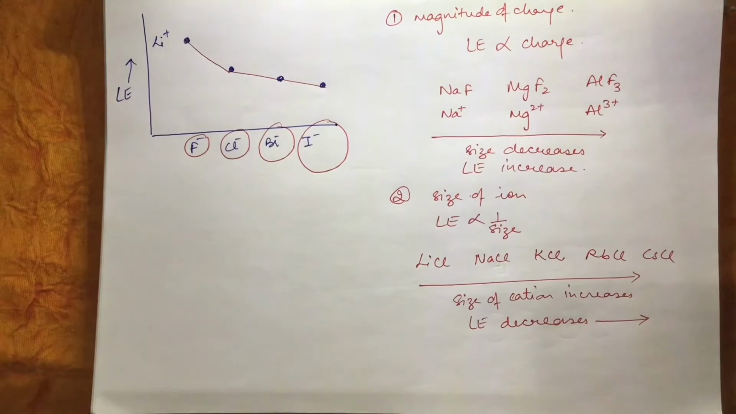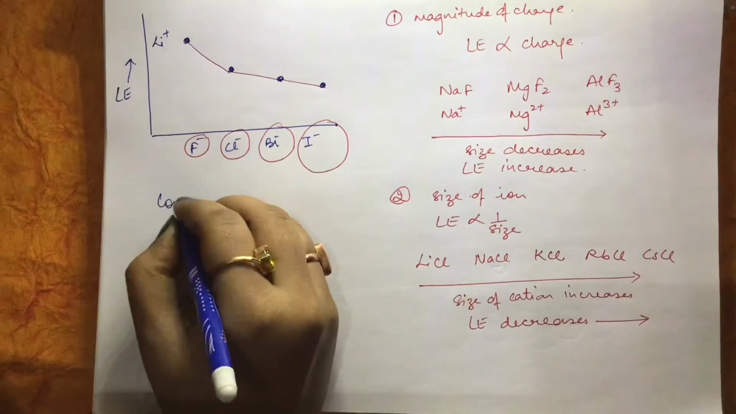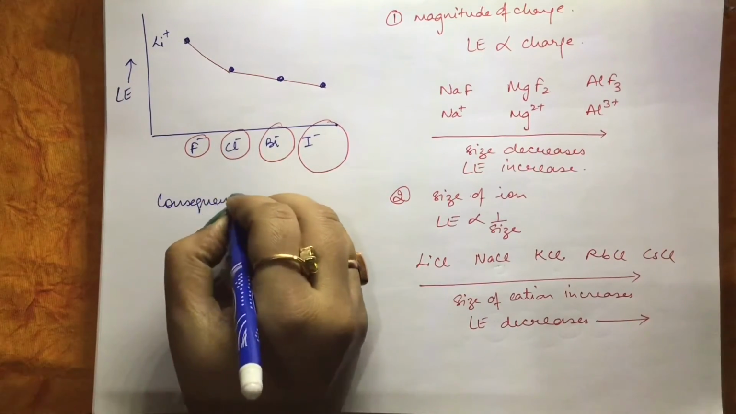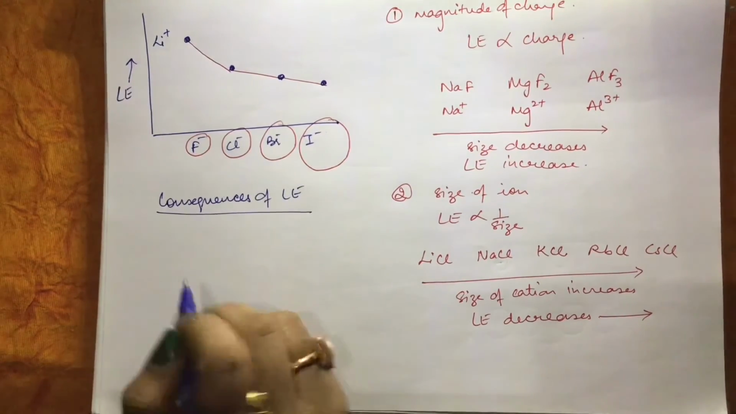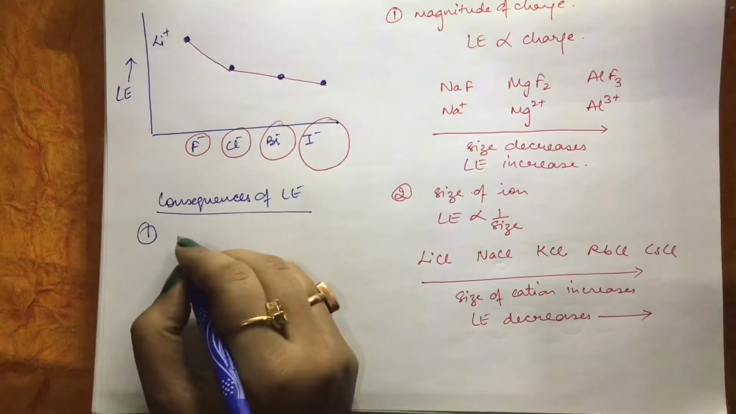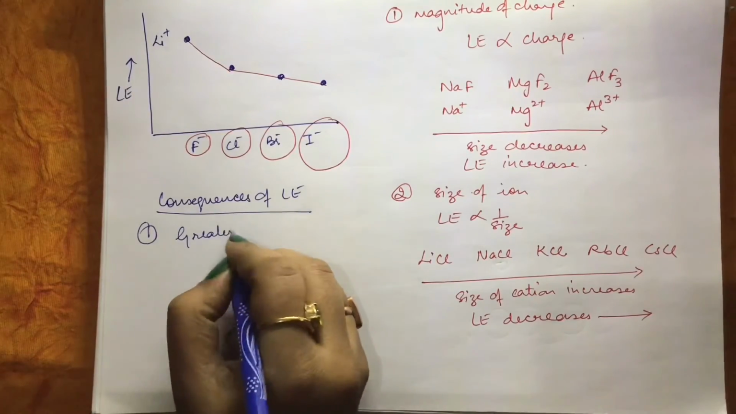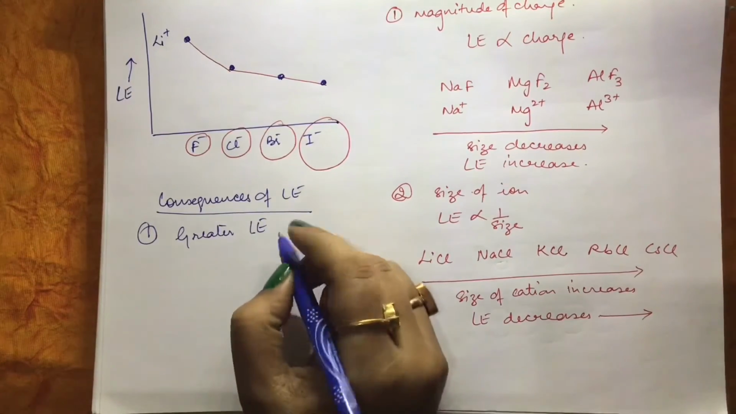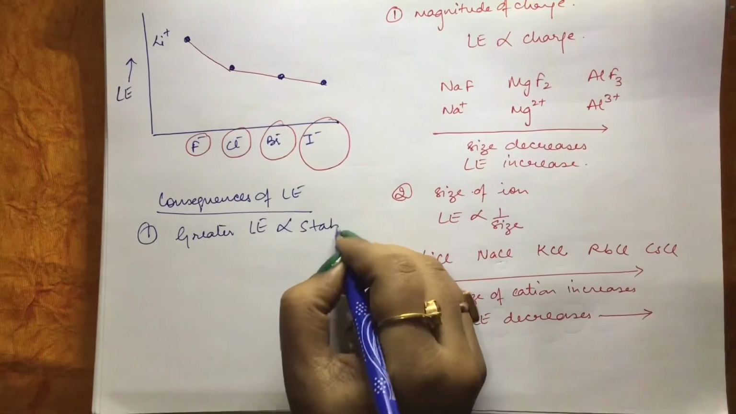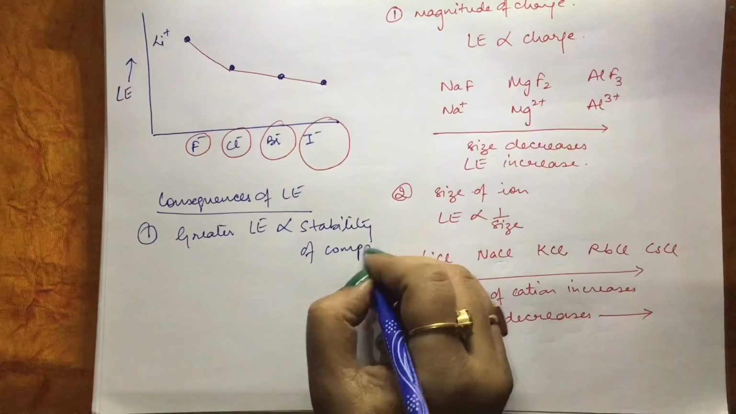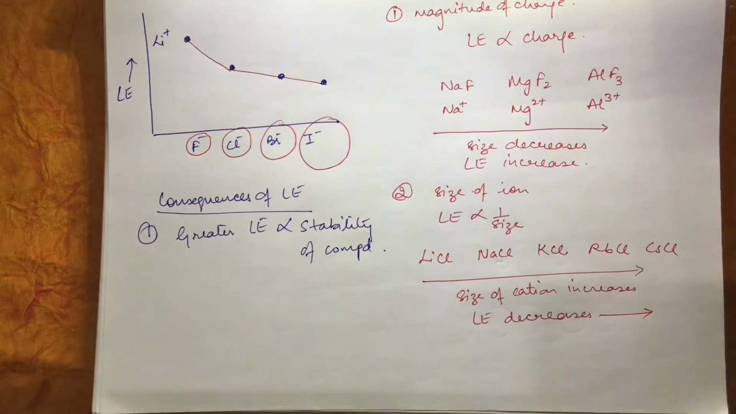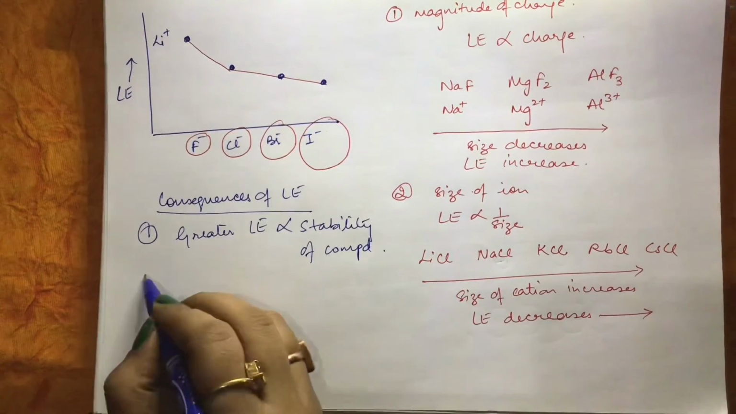Now there are some major consequences of lattice enthalpy. Now what are these consequences? First consequence is greater is the lattice enthalpy, greater will be the stability of compound. इसका मतलब क्या हुआ कि जो lattice enthalpy है that is directly proportional to stability of compound.